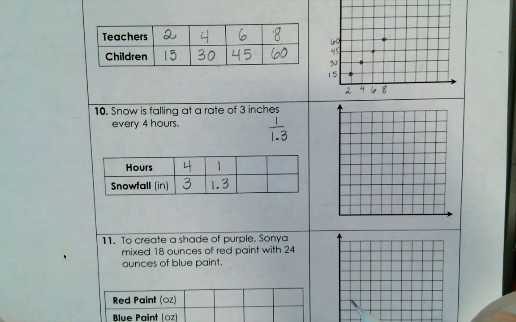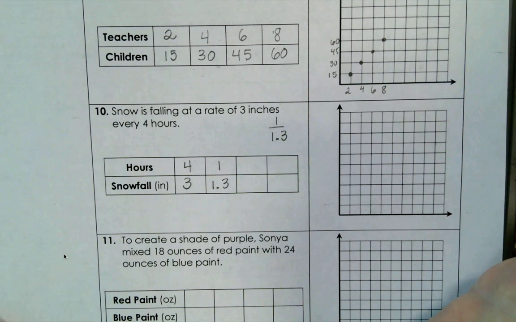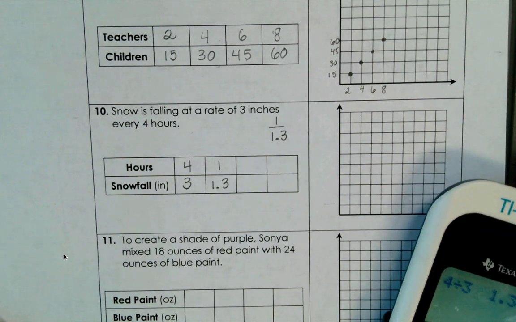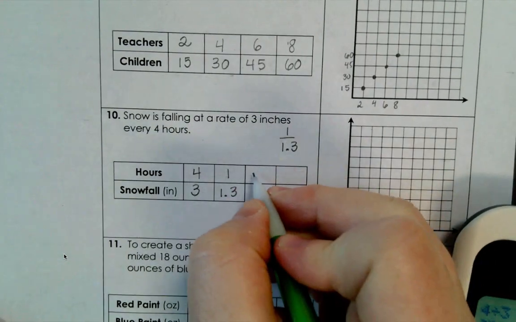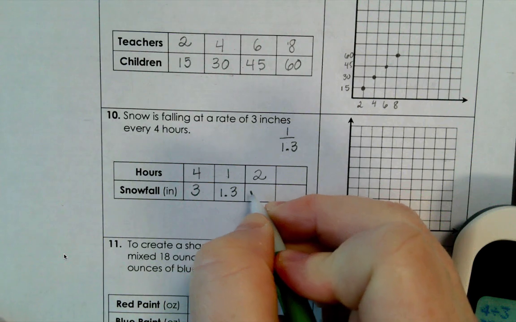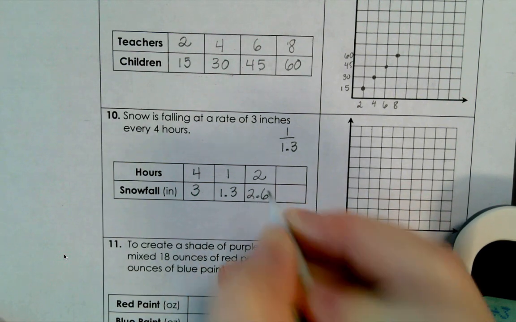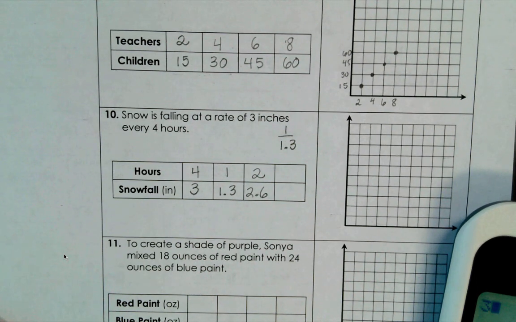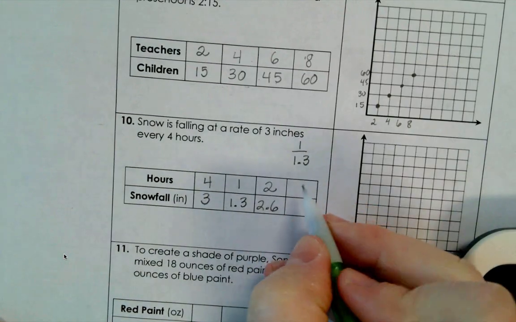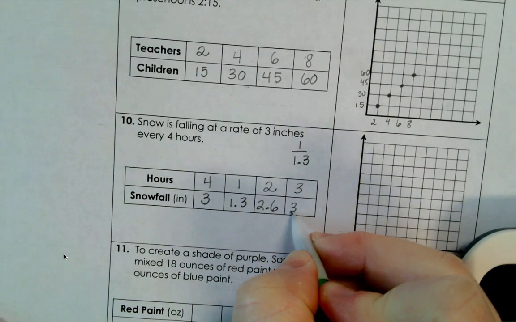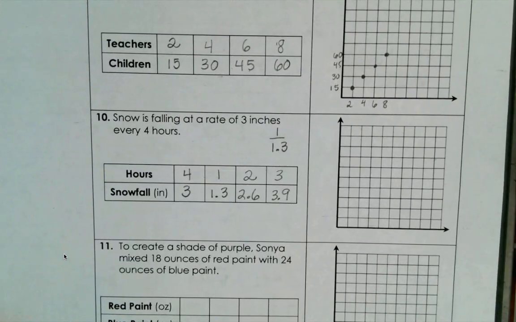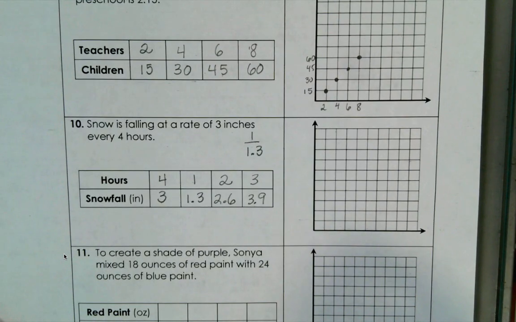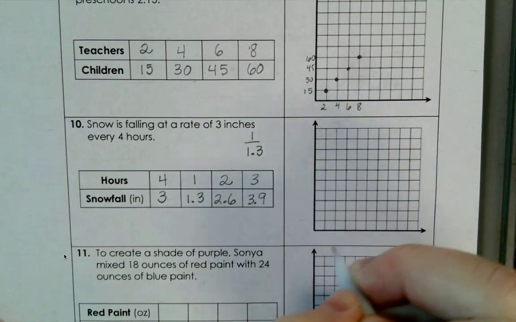It is okay if it's not in order on the table, but we'll get it graphed. Don't worry about that. So let's say 2 hours. So times 2. So in 2 hours, I will have 2.6 inches of snow. In 3 hours, I will have 3.9. Okay, so we're going to go by ones on both.